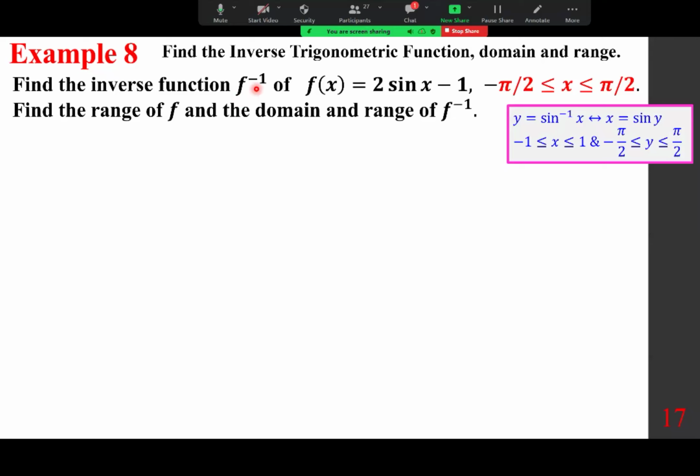Find the inverse function f inverse of f of x equals 2 sine x minus 1. Find the range of f and the domain and range of f inverse. And by the way, the domain for this function is given. So you already know this is the range for the other one, just for the sake of argument. So what is the process? We call this y to make life easy.